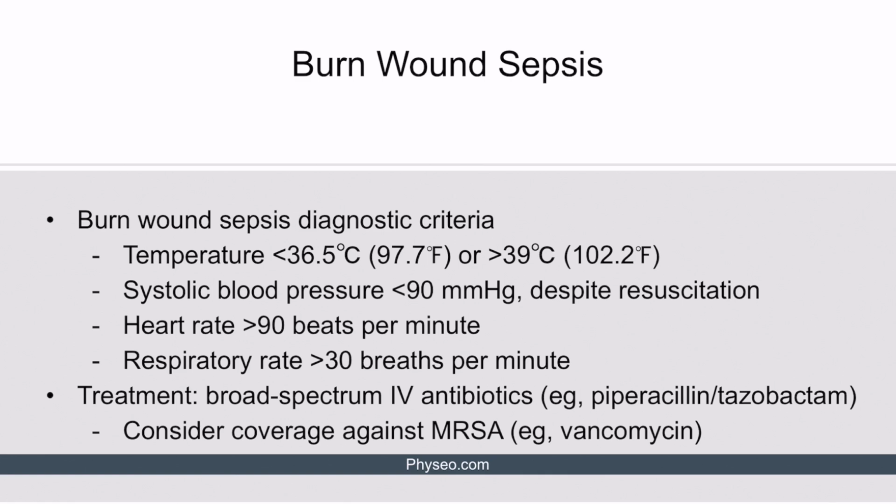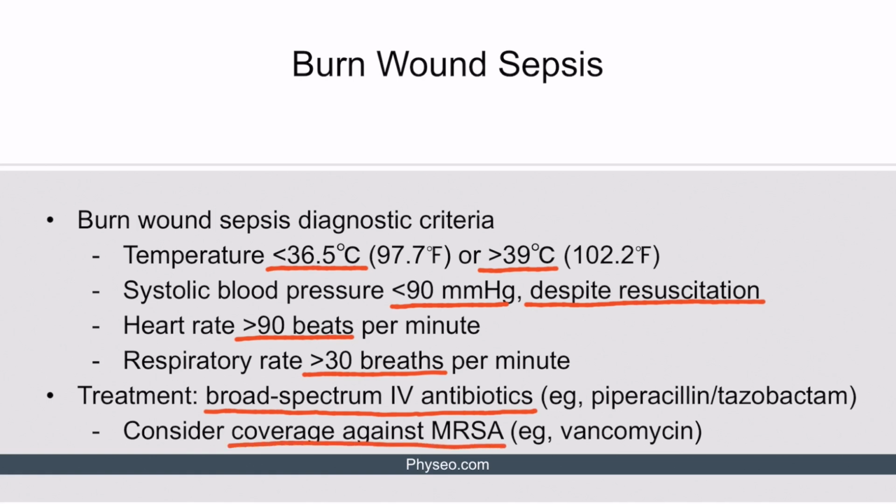Burn wound sepsis should be suspected when a patient with a burn wound superinfection becomes hemodynamically unstable. The specific diagnostic criteria are as follows. Temperature either less than 36.5 degrees Celsius or greater than 39 degrees Celsius. Systolic blood pressure less than 90 millimeters of mercury despite adequate resuscitation. Heart rate greater than 90 beats per minute. And respiratory rate greater than 30 breaths per minute. The treatment is with broad-spectrum IV antibiotics, such as with piperacillin tazobactam. In most cases, clinicians should consider coverage against MRSA, for example with vancomycin.